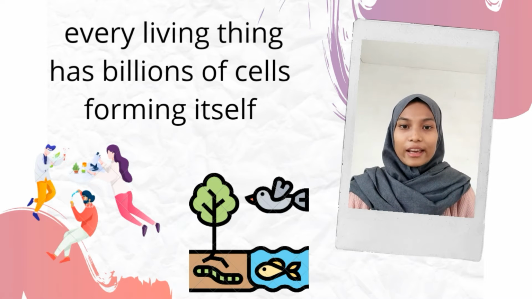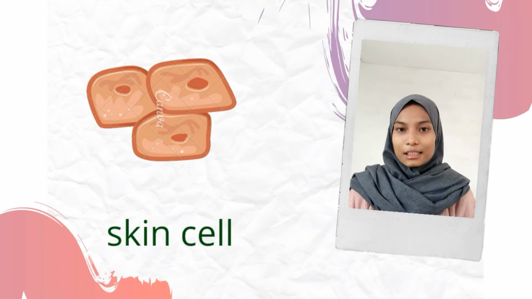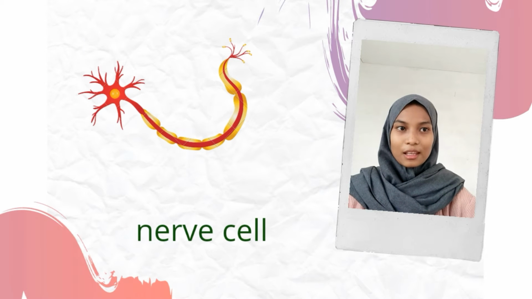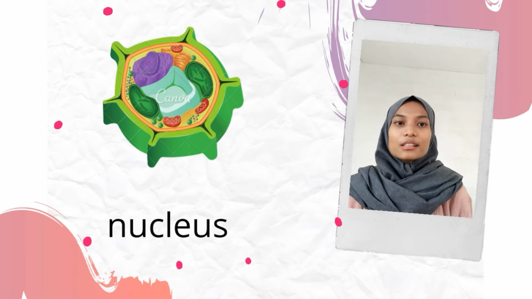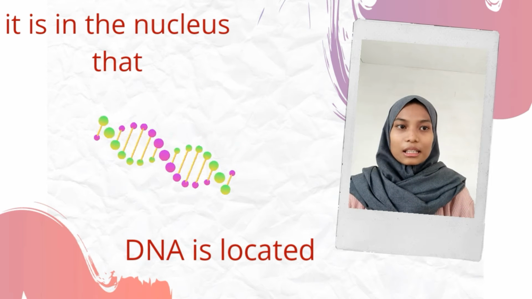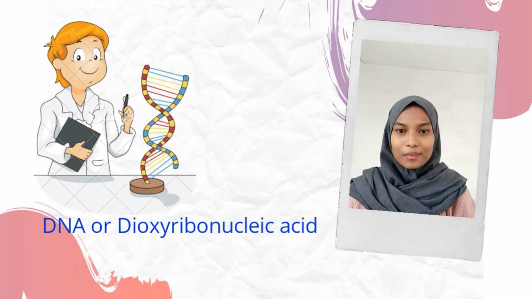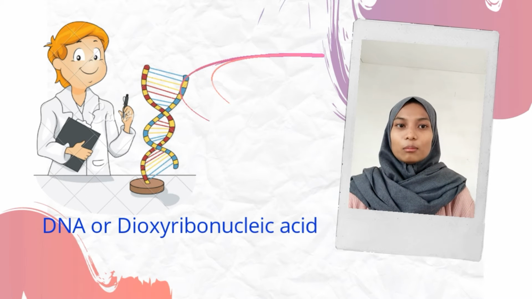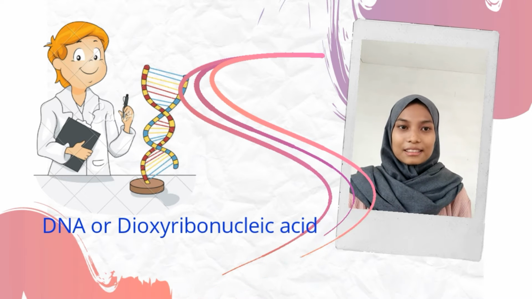Every living thing has billions of cells forming itself, starting from skin cells, blood cells, and brain cells. Although different in shape and size, each cell has a part called the nucleus. It is in the nucleus that DNA is located. DNA, or deoxyribonucleic acid, is a molecule that stores genetic instructions in every living thing.